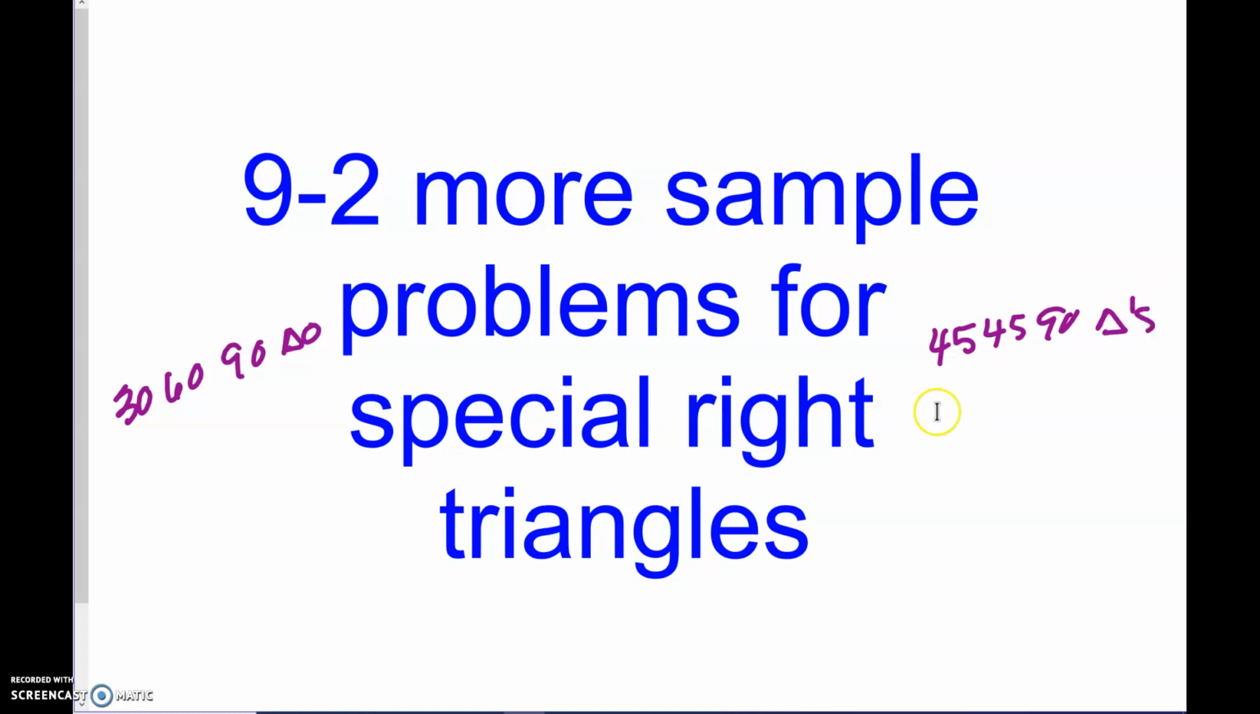In the 45, 45, 90, remember the hypotenuse is equal to the leg times the square root of 2. And a leg is equal to the hypotenuse divided by root 2.